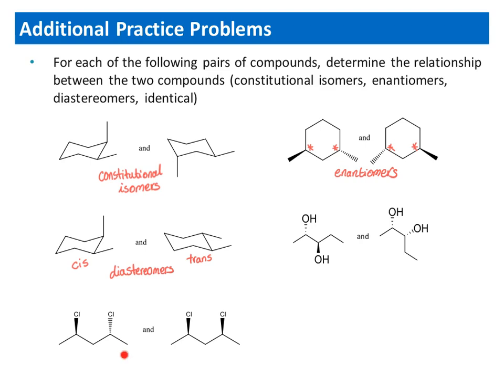Now let's look at this molecule right here. Again, we have same molecular formula, same bond connectivity, so they are not constitutional isomers. Now we need to think about the stereoisomers. Do we have chiral centers? Yes, we do. So we have one here and one here. Now, are they mirror images of one another? They are not mirror images of one another, so they are diastereomers.